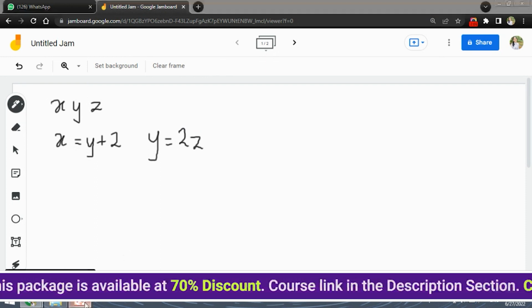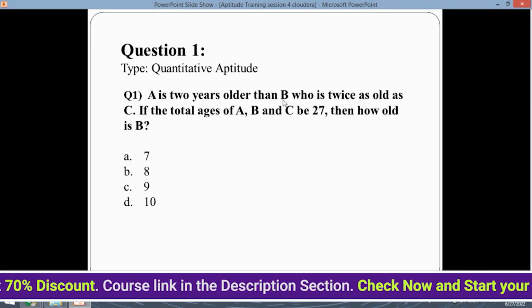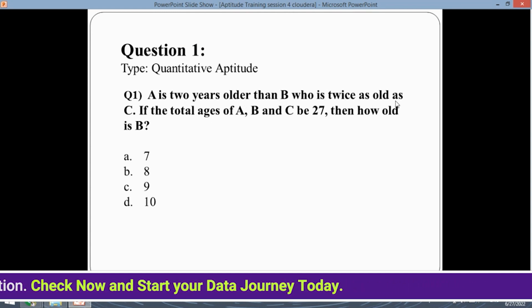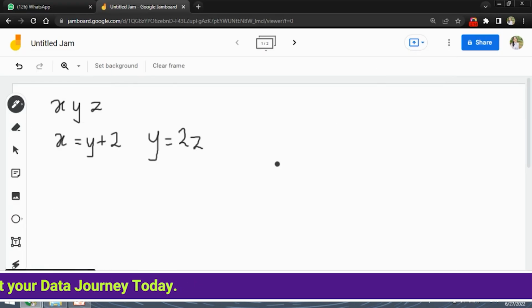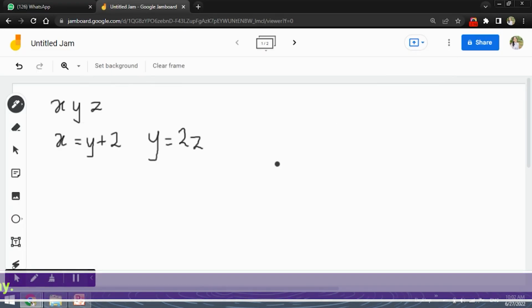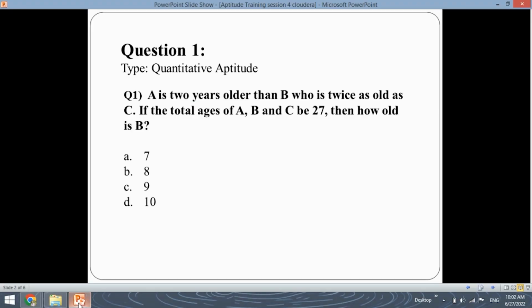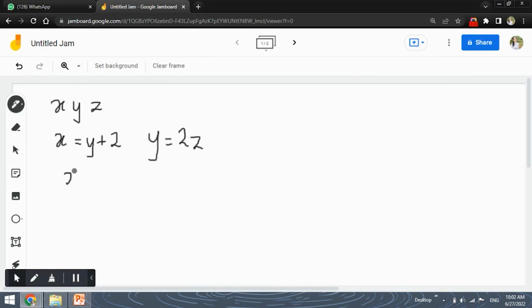Understand the difference between 2 years older than and 2 times old. Twice as old means 2 times as old. So don't get confused and note the difference between the two. And the last condition is that the total ages of A, B and C are 27. So X plus Y plus Z equals 27.